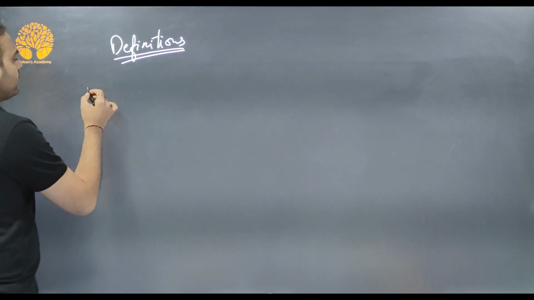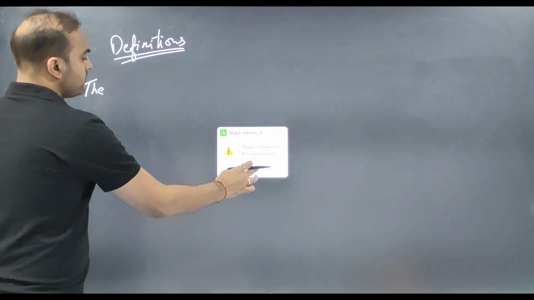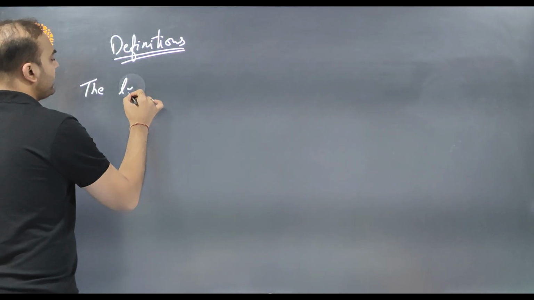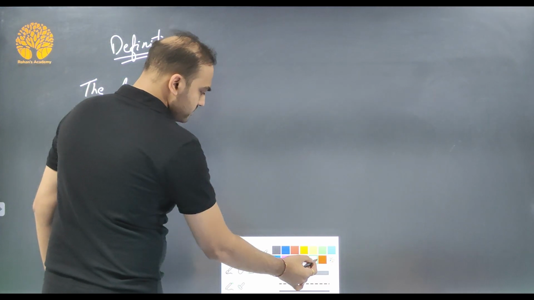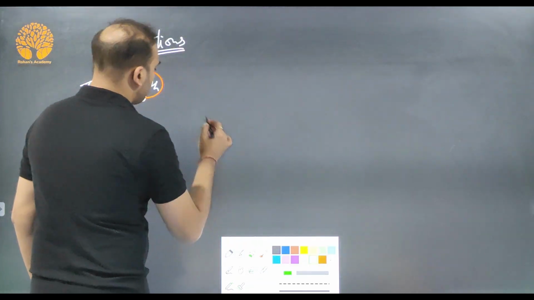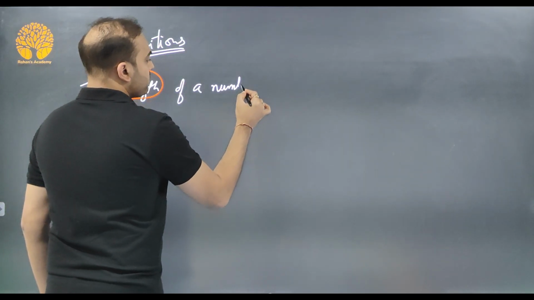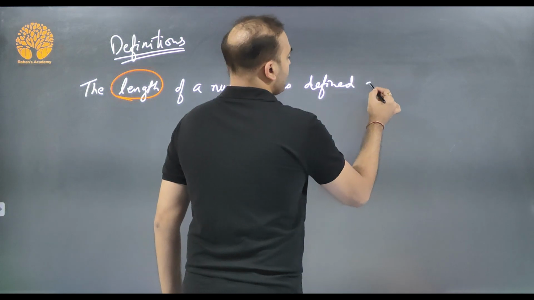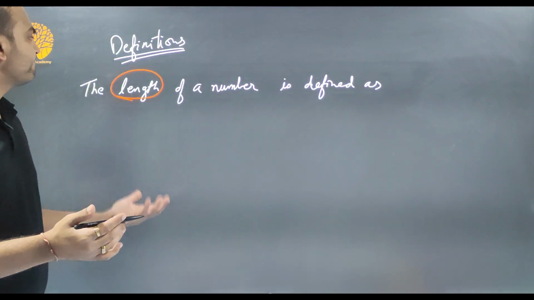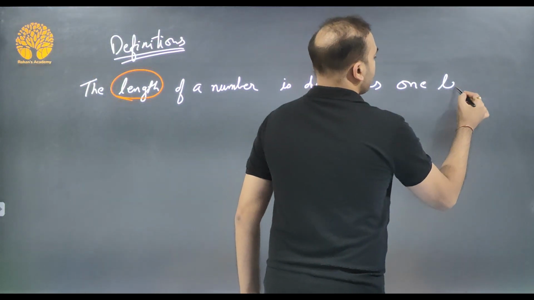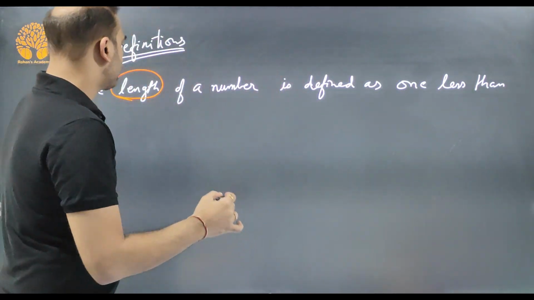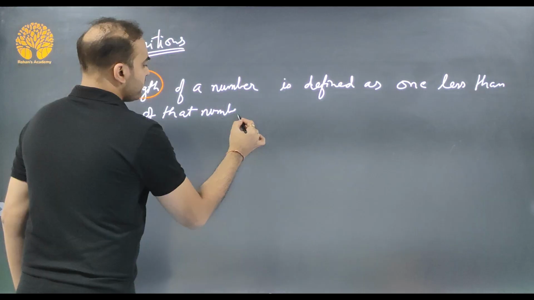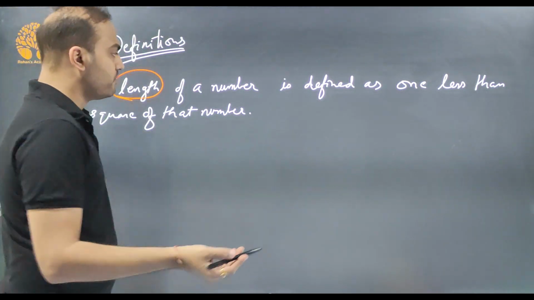For example, let's define a term, say length. The length of a number is defined as 1 less than the square of that number. And again the question can be, what is the length of 5?